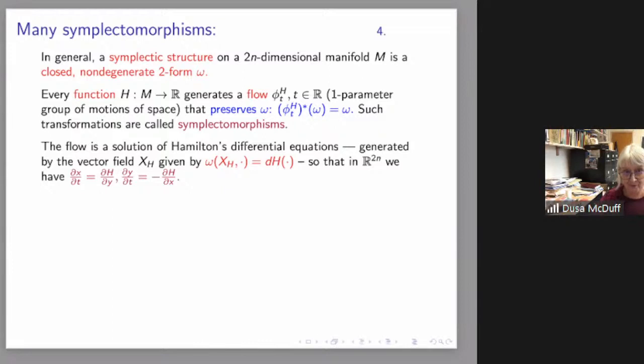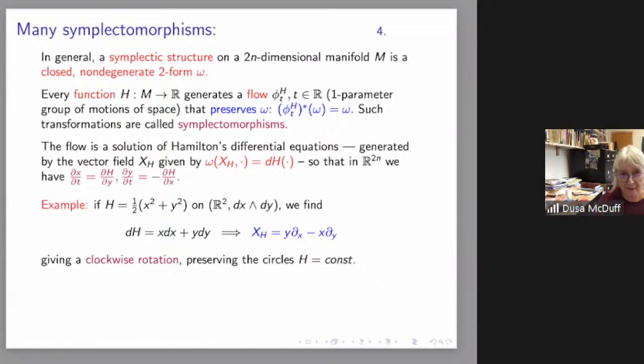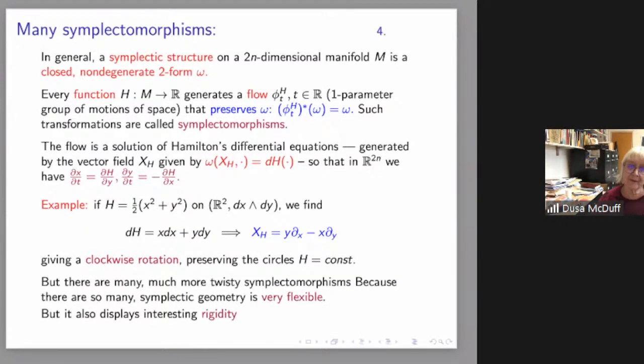If any of you have studied classical mechanics, those are the equations you study in classical mechanics. That dx/dt is dH/dy, and dy/dt is minus dH/dx. And for example, if you take just a quadratic, H = a half of (x squared plus y squared), you find that dH is x dx plus y dy, and X_H points in the direction y in the x direction and minus x in the y direction. It gives you a rotation, which preserves the circles H equals constant, and that's absolutely standard. The Hamiltonian flow preserves the level set.